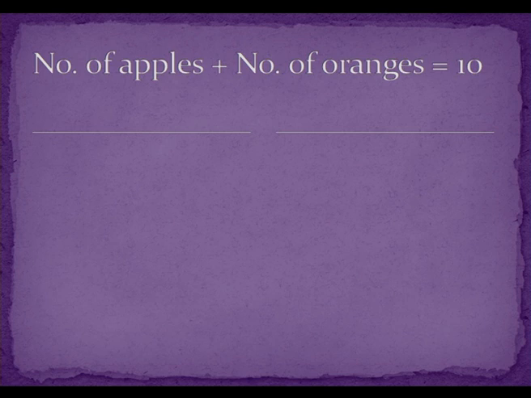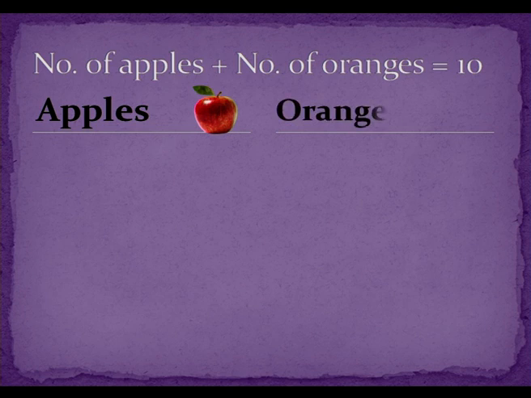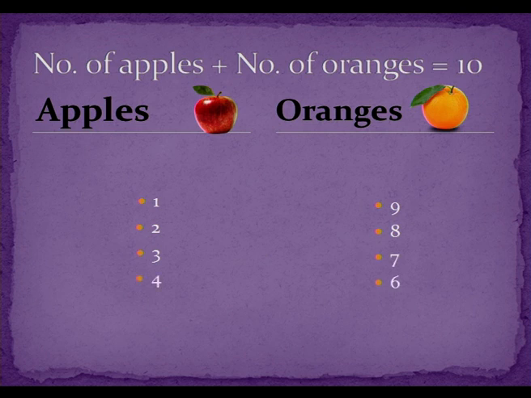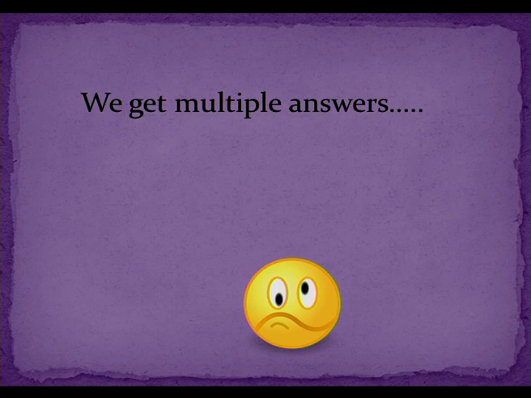Number of apples plus number of oranges is equal to 10. So, let's try to find out how many apples and how many oranges did they buy. We use a method called trial and error. If there is one apple, there should be 9 oranges. If there are 2 apples, there should be 8 oranges. If there are 3 apples, there should be 7 oranges. If there are 4 apples, there should be 6 oranges. In this way, when we try to find out, it could be 9 apples and 1 orange. So, we get multiple answers.